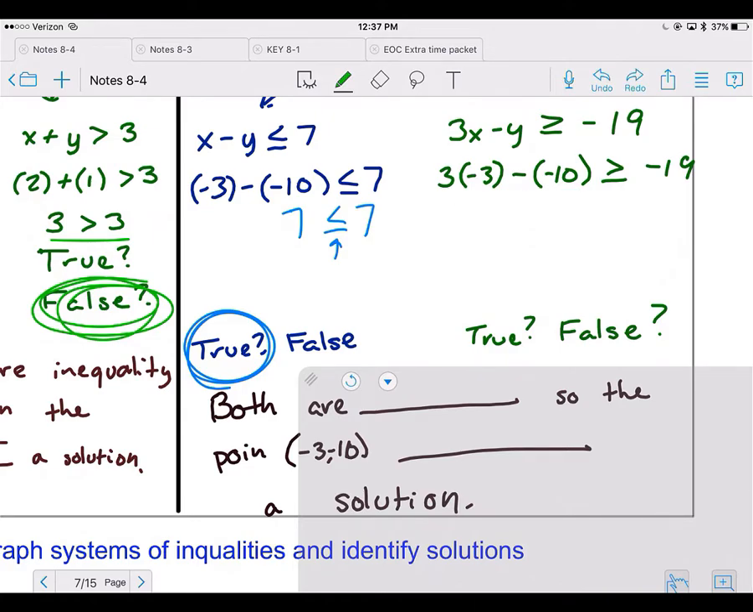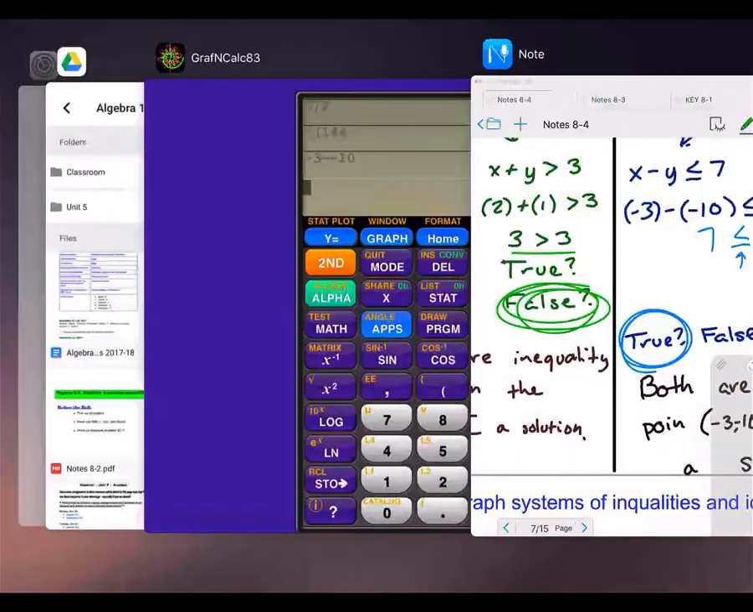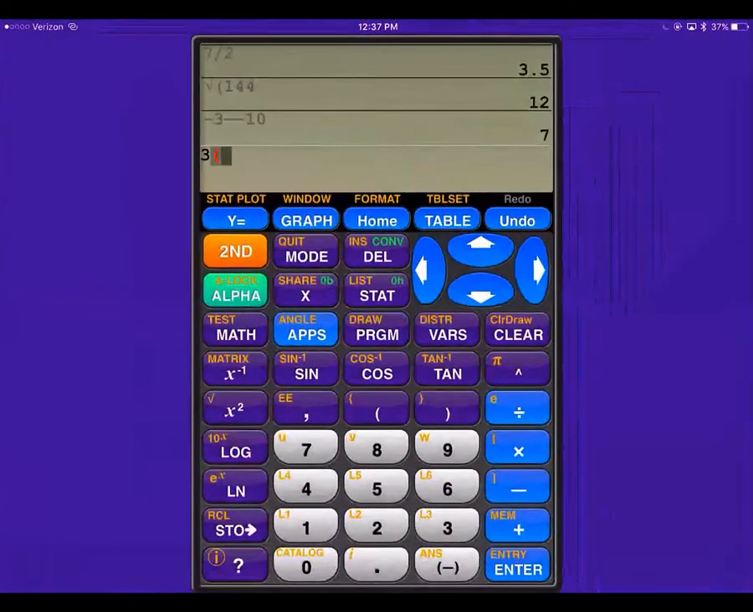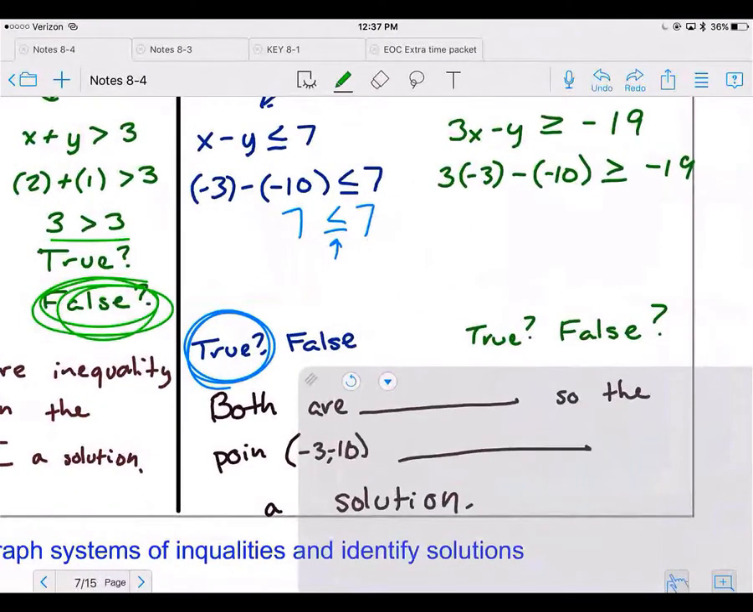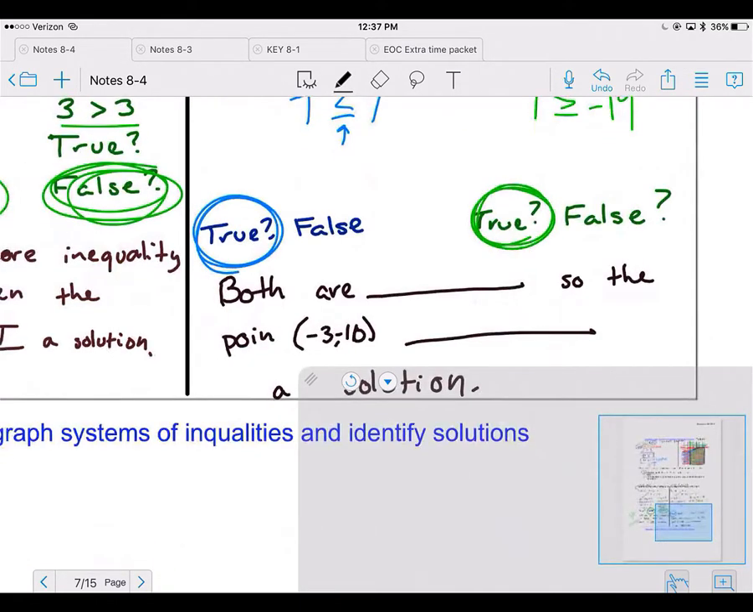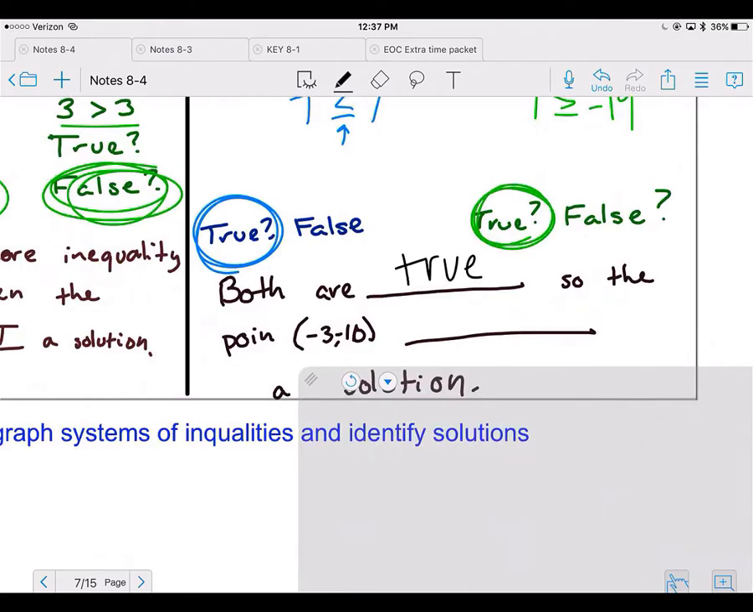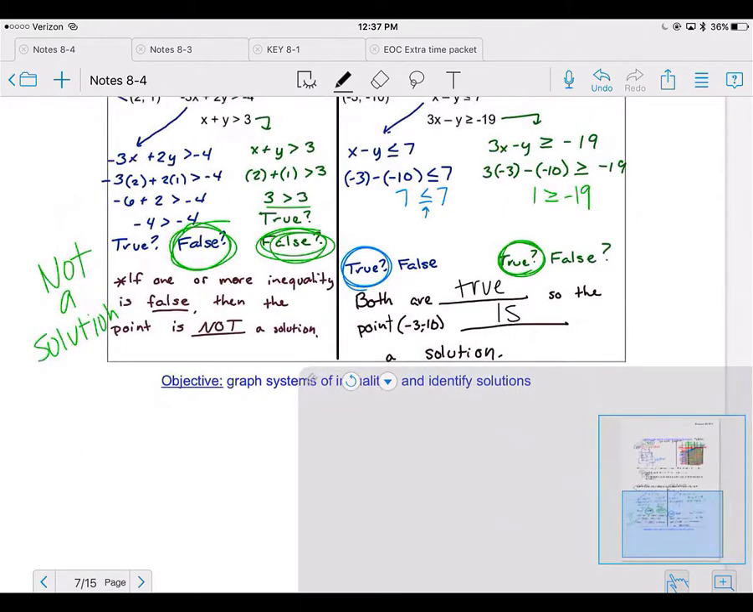I can also plug this one into the calculator exactly like I see it. 3 times negative 3 minus negative 10 is 1. Is 1 greater than negative 19? Well, if I have $1, that's better than owing $19, so that would be true. So both are true. So the point, negative 3, negative 10, is a solution because both of them worked.